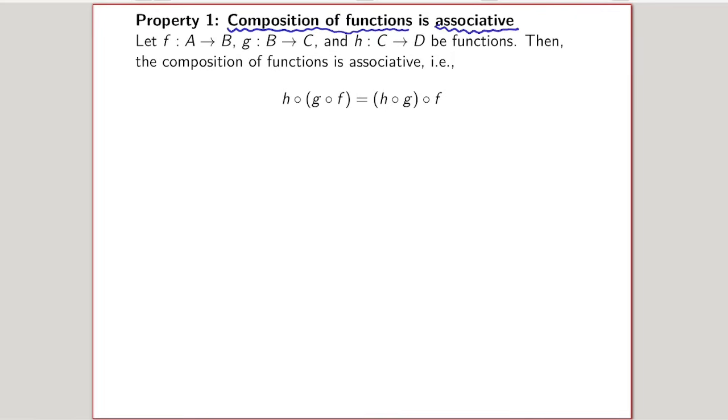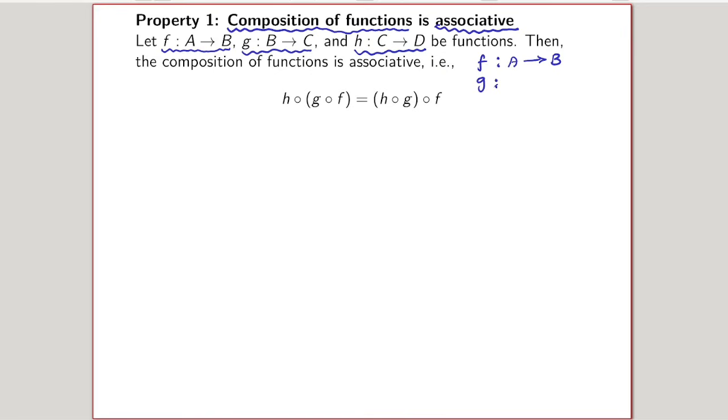So we already know that for proving associative property, at least we need 3 elements. So here, since we are talking about functions, we need 3 functions. So let f from A to B, g from B to C and h from C to D be the required functions.